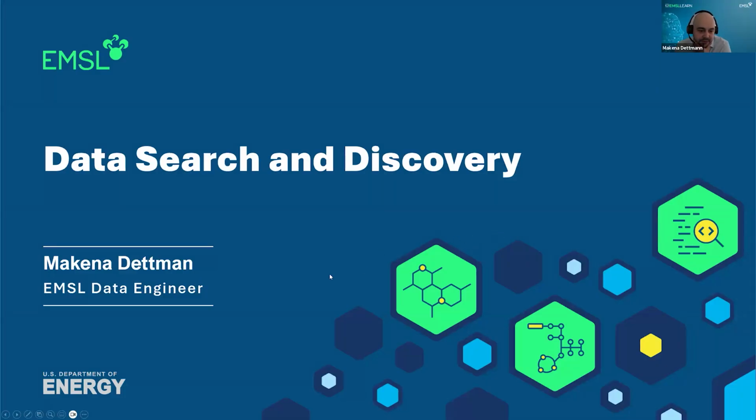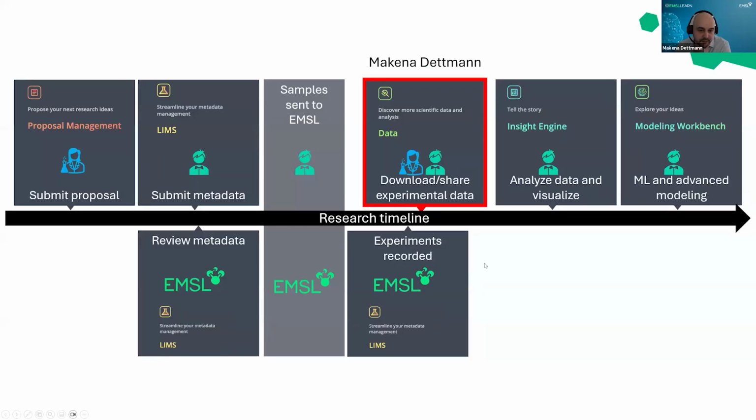So the first thing I want to do is take a step back and look at how the different applications within Science Central fit into the research timeline. The research timeline in this case is basically the lifetime of a project with EMSL. That would start with the proposal management tab. This is where a PI could submit a proposal. Once it's accepted, they would need to enter the sample metadata. So this is what Samia showed.